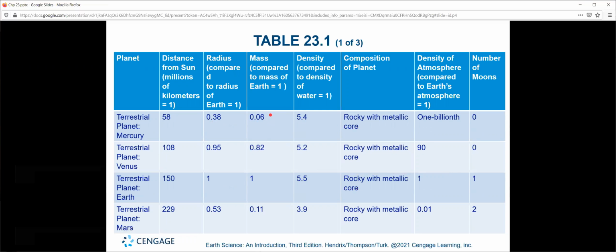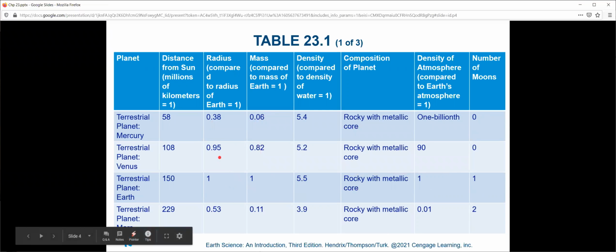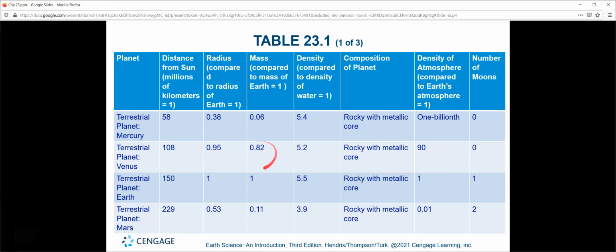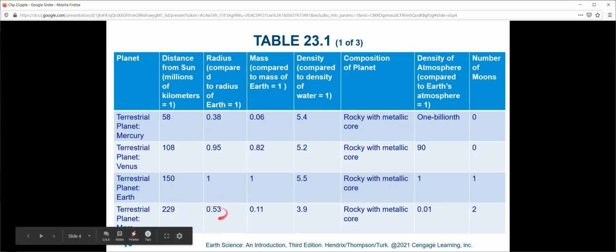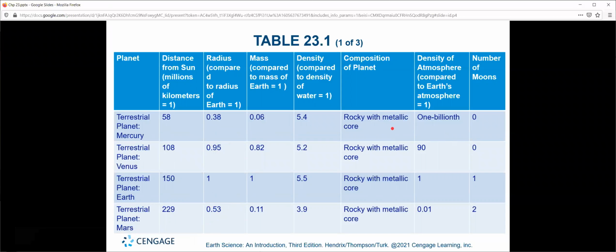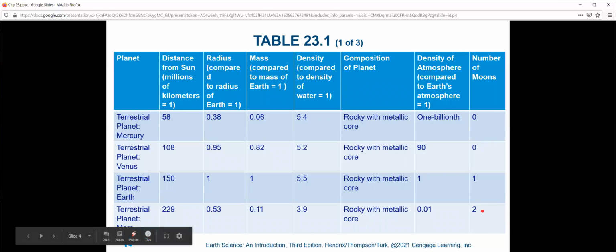But the planet between the two is almost the size of Earth. 95% the radius, 82% the mass. That's interesting. There is not a gradual linear relationship between distance, radius, mass, density, what have you, because Mars itself is about half the size of the planet. They all, by definition, have similar compositions, i.e. rocky with a metallic core. And once you start getting to Earth and on, you start stacking up your moons. Most people, I don't think, are aware of this, that Mars has, in fact, 2 separate moons. Interesting.